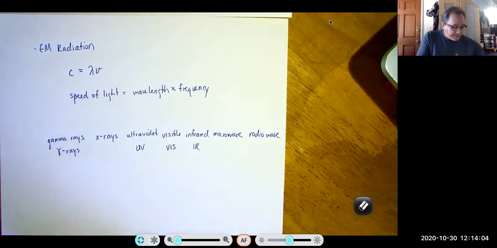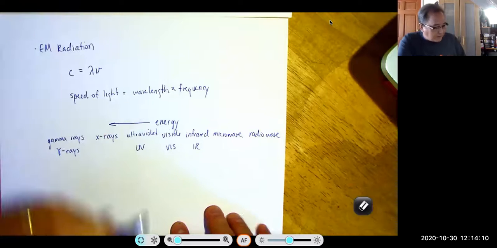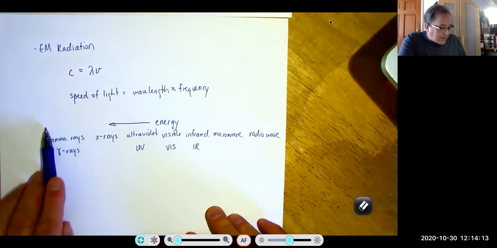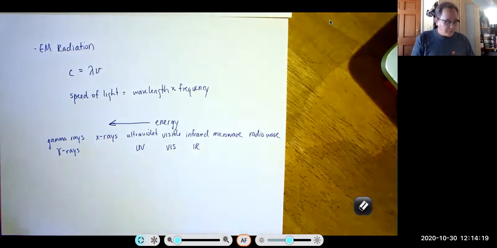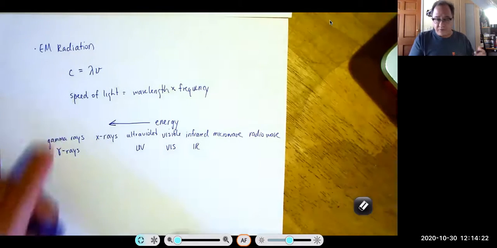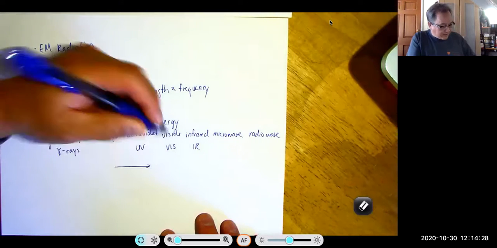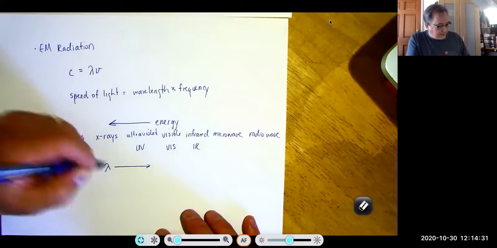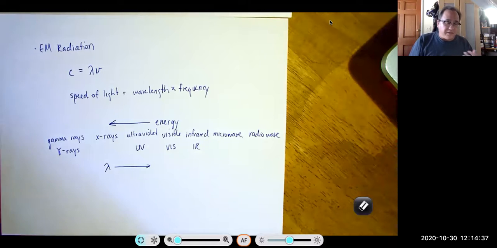Now, what you want to know about this is that if I draw energy here, the arrow going to the left means at the left, this is high energy, and at the right, that's low energy. The arrow always points to where there's more of it. So more energy in gamma rays than radio waves if you look at them comparatively. Now, on the other hand, if we look at wavelength, these are short wavelength and radio waves are long wavelength. So energy and wavelength are opposed to one another. Smaller energy will mean longer wavelength and larger energy will mean smaller wavelength.